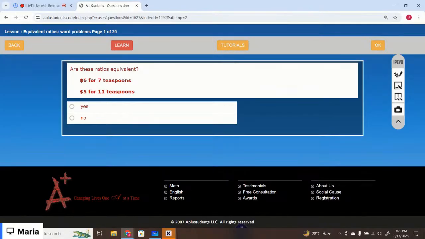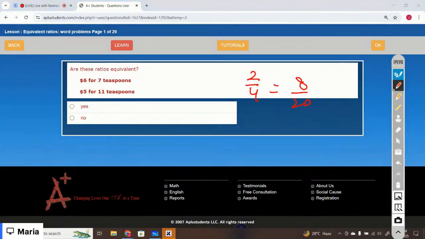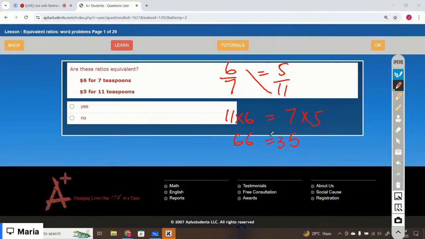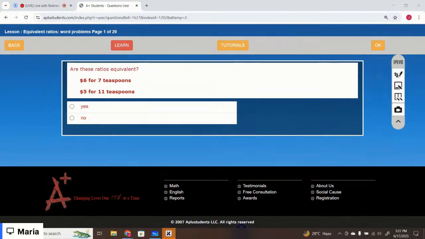Are these ratios equivalent? That is 6 to 7 equal 5 to 11. That is 11 times 6 equals 7 times 5. That is 66 equals 35. They are not equal. The correct option is no.